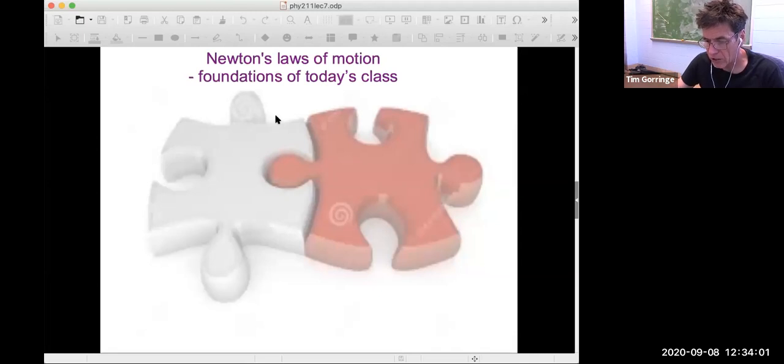Okay, so let me just summarize, or remind you of, Newton's laws of motion that we met in the last class. As I say, they're really the cornerstones for today's class, or the foundations for today's class.